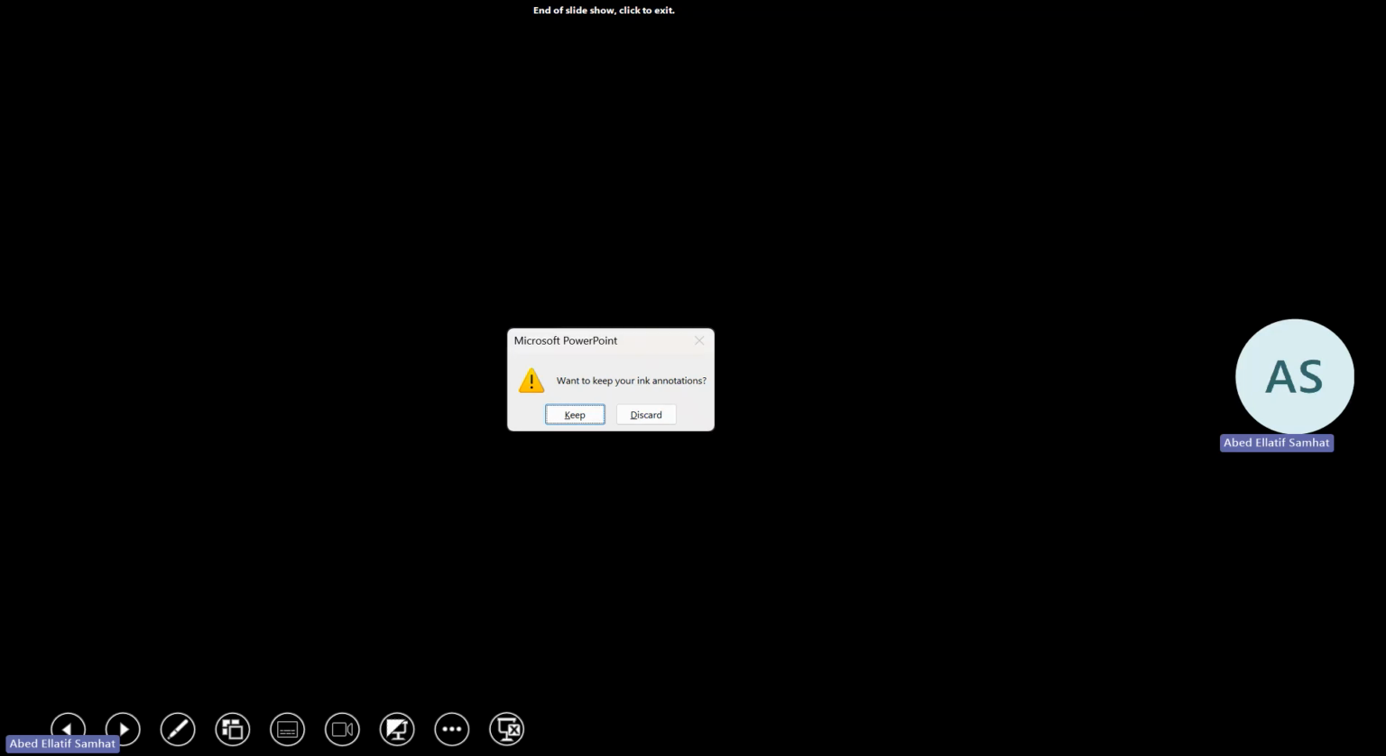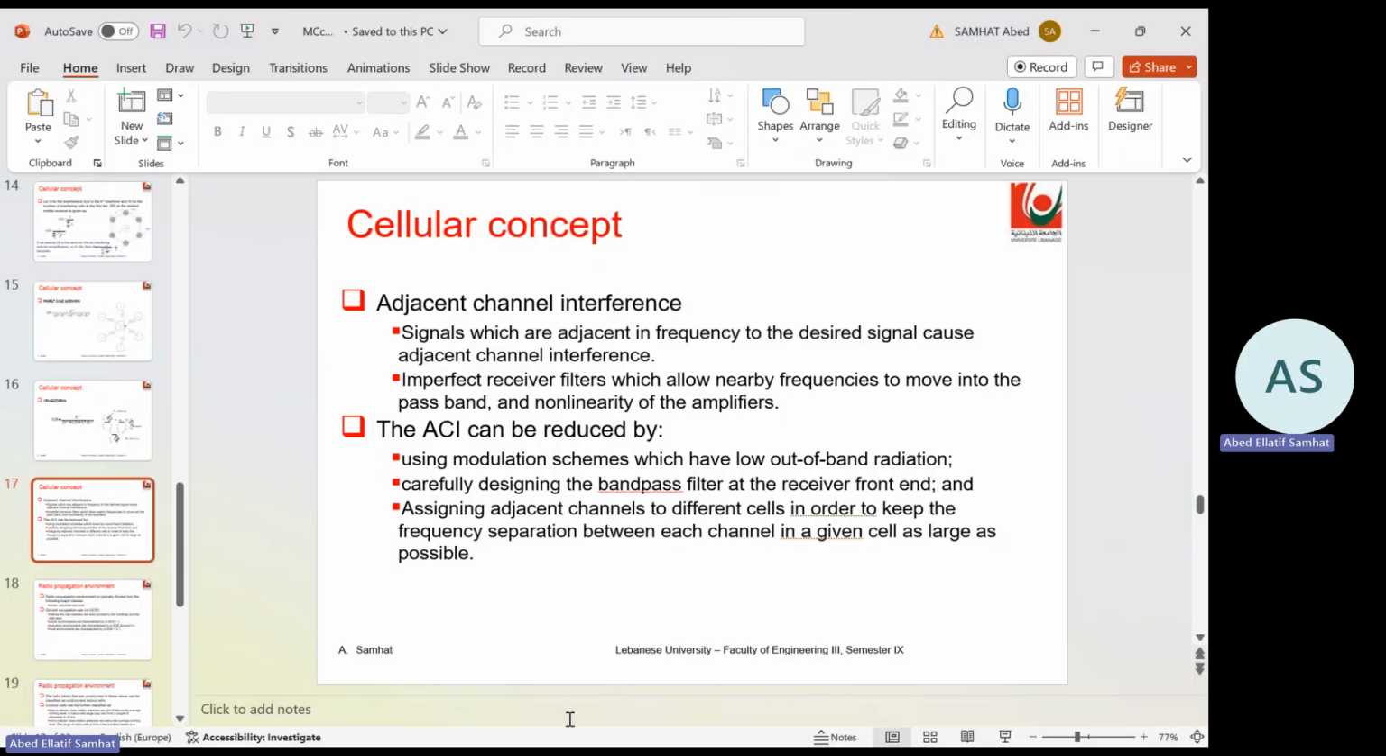So this will end the first chapter, and I will move to the second one, and we will see the GSM network.